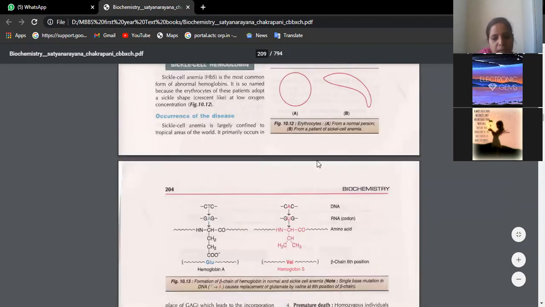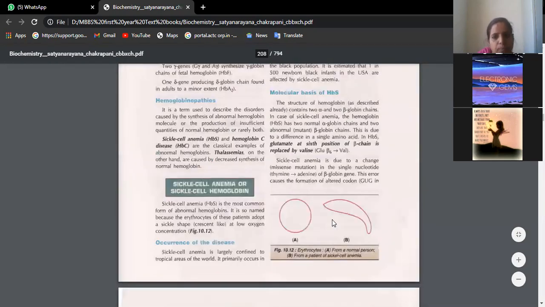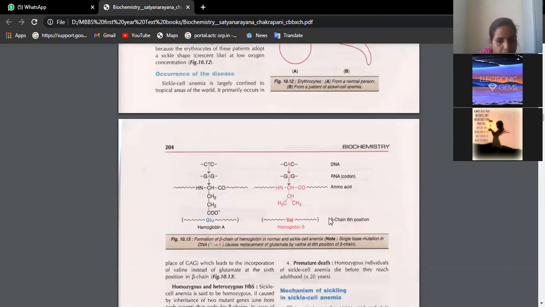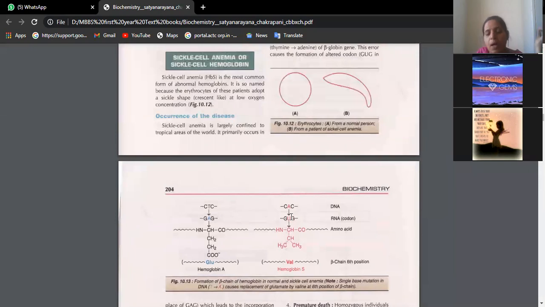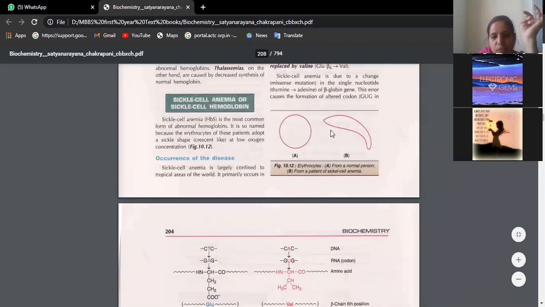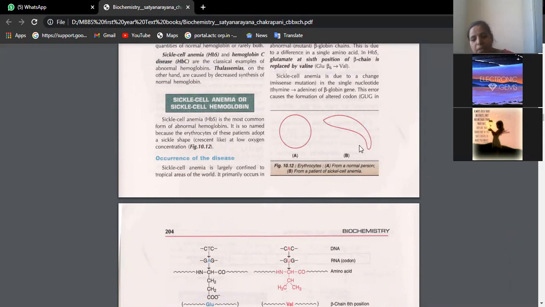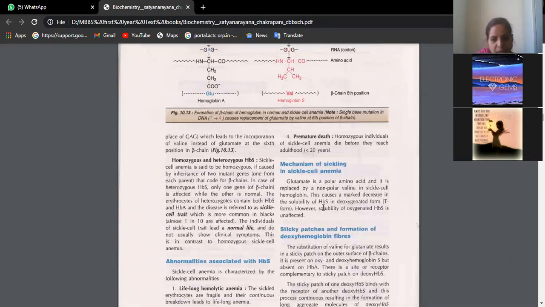So what happens in sickle cell anemia? Basically, in the structure, the sixth position in the beta chain is replaced. Glutamate is replaced by valine, because of which whenever the RBC is exposed to low oxygen concentrations, like in the veins, the shape of the RBC is distorted and it becomes sickled. Whenever it goes into small capillaries, it gets trapped there and is broken. It will lead to lysis. That is the mechanism of sickling.